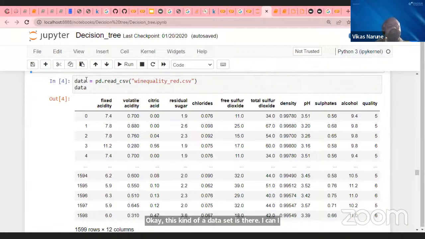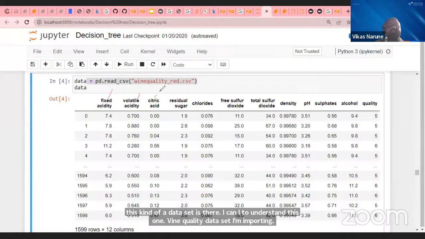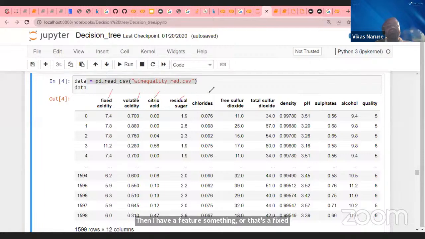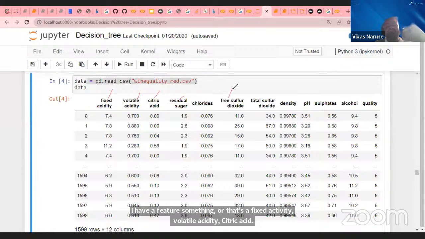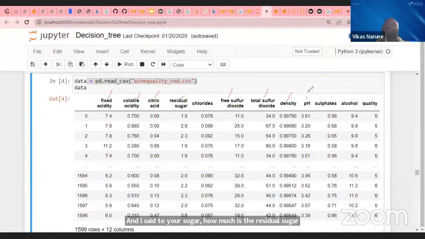Wine quality data set I am importing. Then I have features called fixed acidity, volatile acidity, citric acid, residual sugar. How much is the residual sugar inside that? What is the free sulfur dioxide? What is the total sulfur dioxide? What is my density? What is my pH scale, sulfate scale? What is my alcohol level?